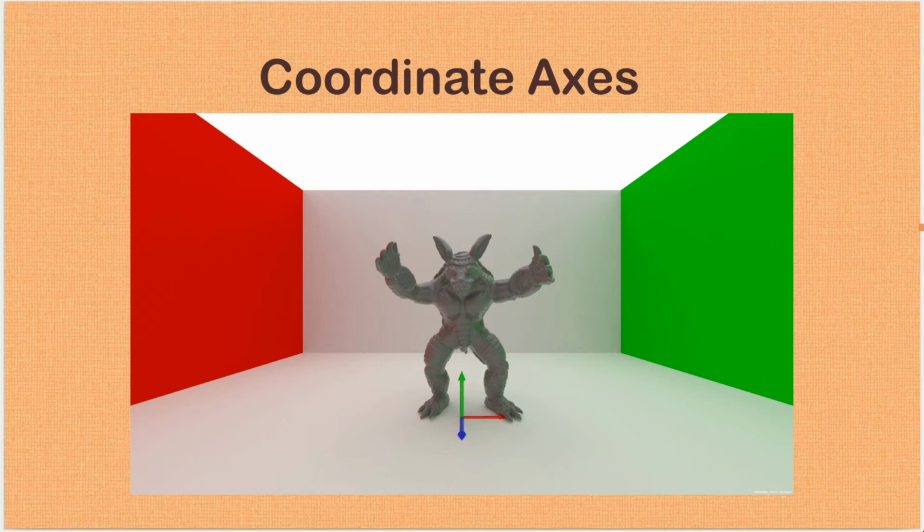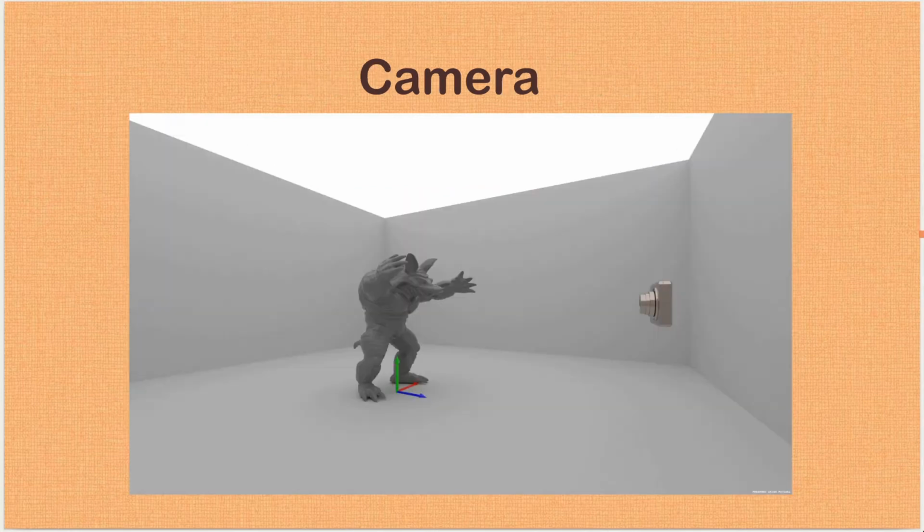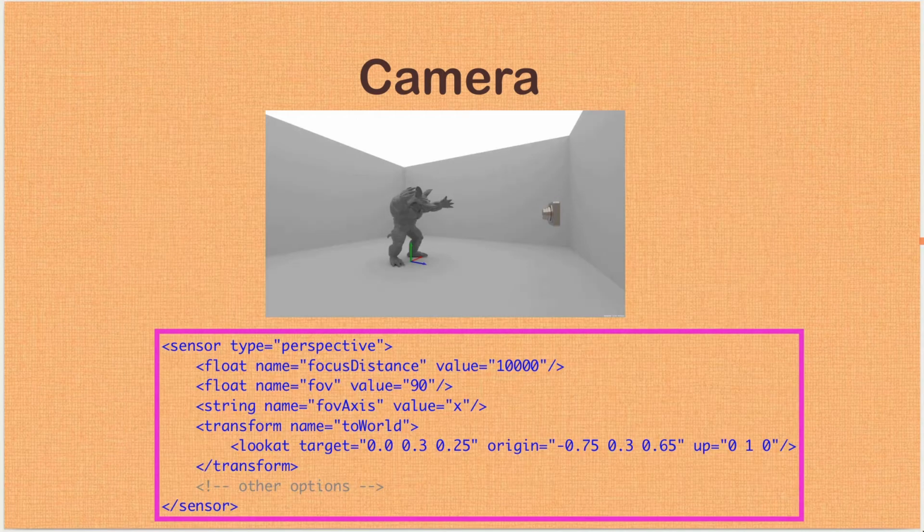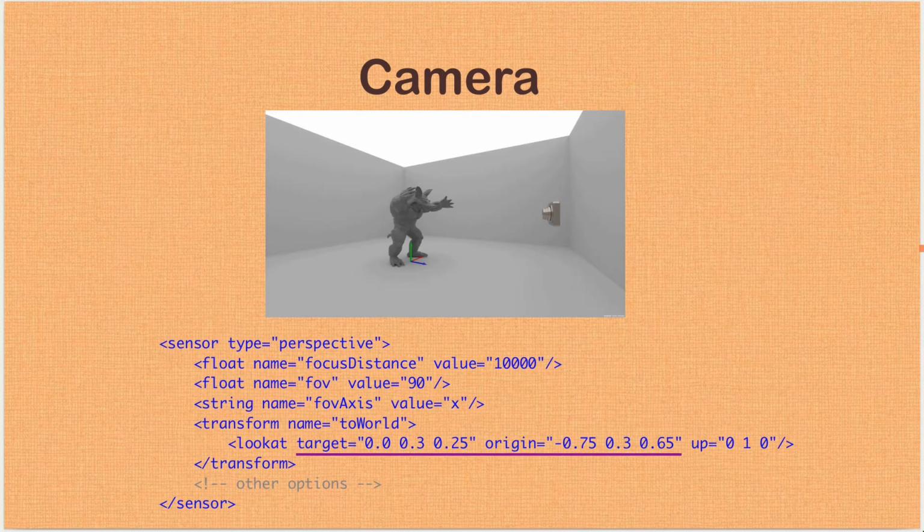Mitsuba provides multiple options and settings for a camera. We will be using a perspective pinhole camera, and the section in the scene file looks like this. Most of the time we will be changing target and origin attributes. Sometimes we change field of view so that we can fit a few objects and exclude others from the scene. We will also talk about up vector. You may leave other options as default.